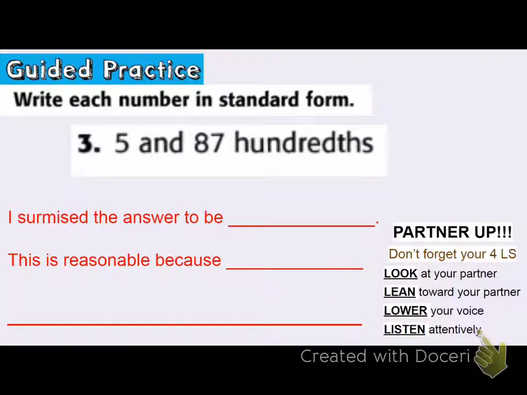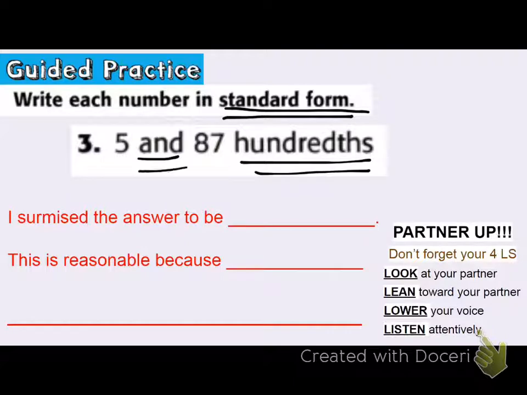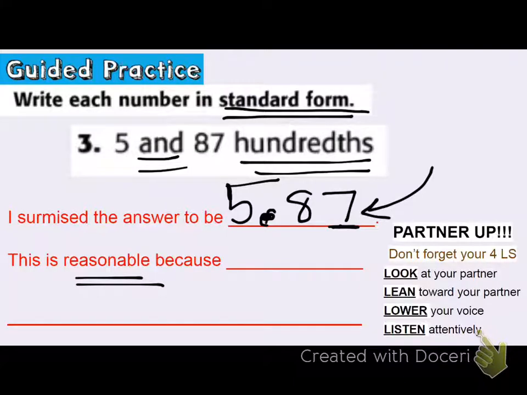All right, guided practice number 3. Write each number in standard form. Well, standard form is where you use only digits. We're going to go ahead and get rid of all the words and just write it with digits. It says 5 and. So I know and is the decimal. So I have 5 $1 bills. 5 and 87 in the hundredths place. I know my answer is reasonable because that 7 is in the hundredths place.